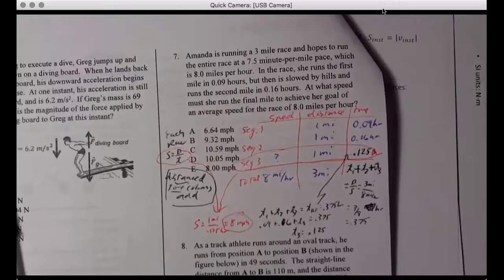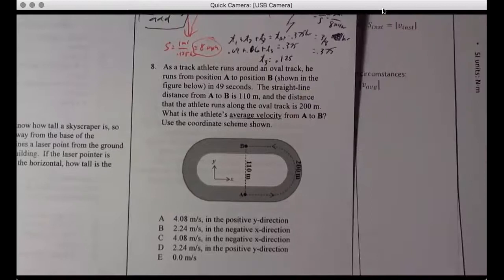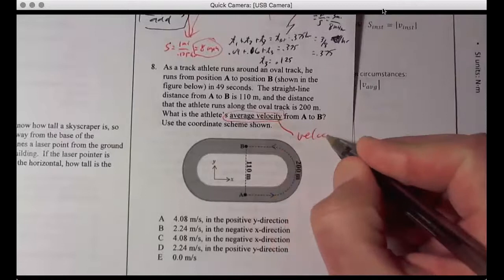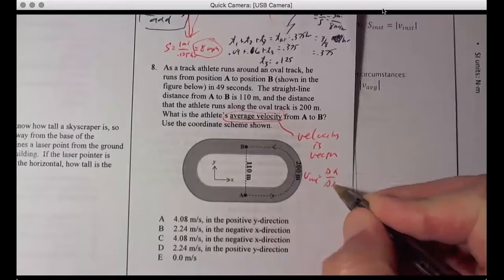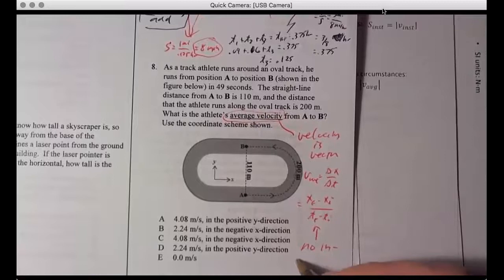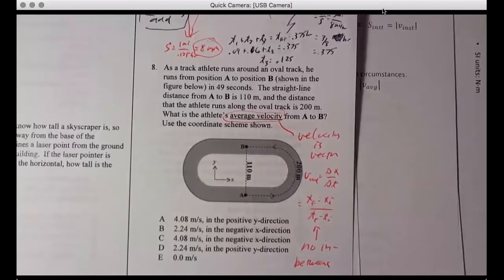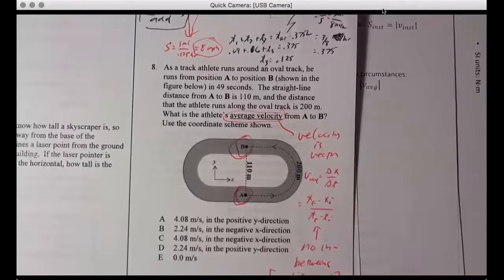Okay, and the other thing you can do for stuff like this is average velocity. Remember, velocity is a vector. And average velocity is equal to delta x over delta t, which is equal to x final minus x initial over t final minus t initial. So no in-betweens, unlike speed. The only thing we care about is the final and the initial.